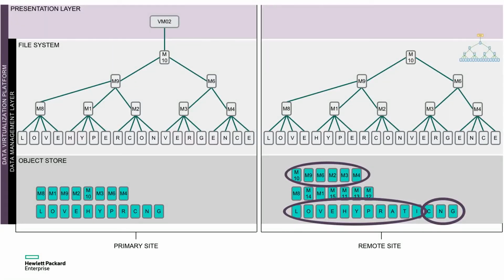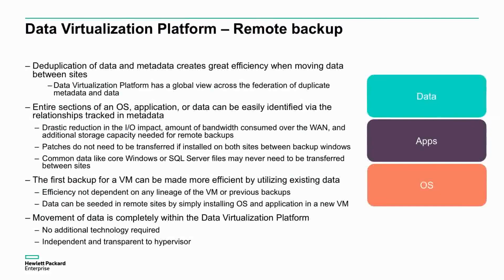By deduplicating all the data in this way, we were able to make even the first remote backup of VM02 more efficient. The data virtualization platform deduplicates all data and metadata, and utilizes our unique tracking of data to create great efficiencies when moving data between sites. By creating a hierarchy of metadata, entire sections of common data, like common OS or application files, can be quickly identified and unnecessary I/O, bandwidth, and disk consumption completely avoided.